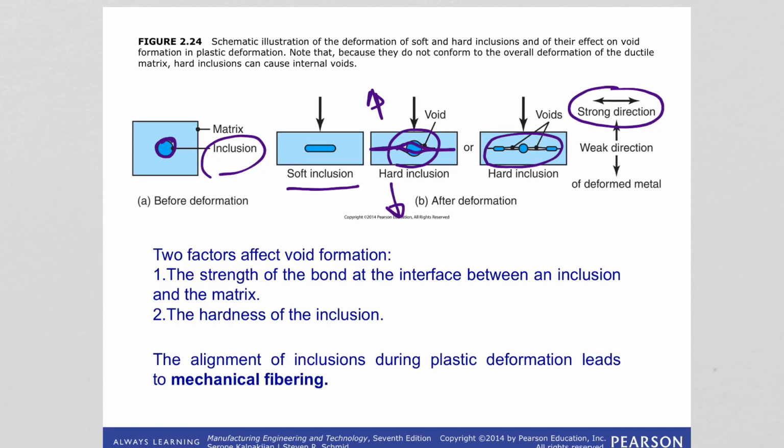So the alignment of inclusions during plastic deformation leads to mechanical fibering. So during the deformation, of course, the inclusions will align, and of course this will create an anisotropy. Remember, the properties will depend on the direction. So a type of anisotropy that results from the alignment of inclusions is called mechanical fibering.